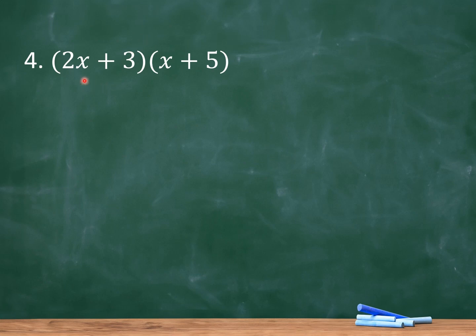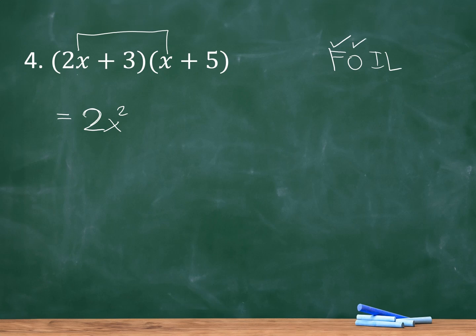Example number 4. 2x plus 3 times x plus 5. To answer this, we will just follow the FOIL method, where F means the first terms. So we will multiply 2x and x. 2x times x will be 2x squared.